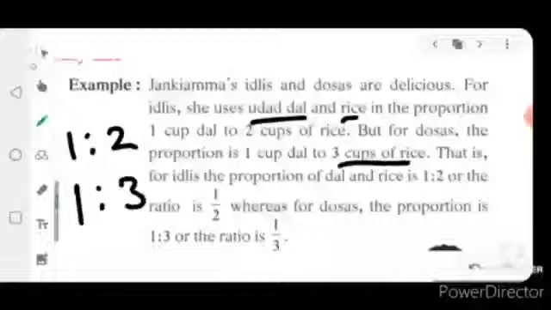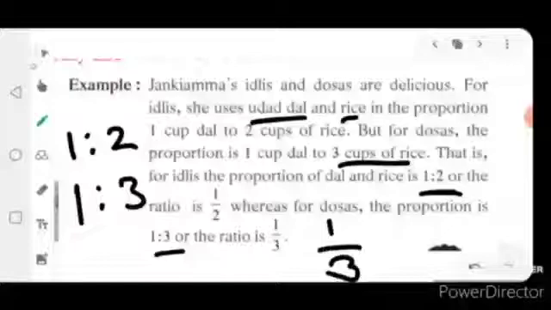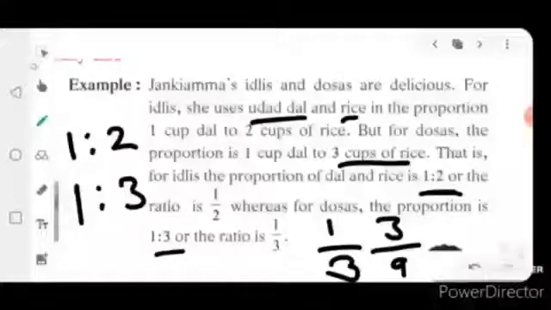That is, for idlis the proportion of dal and rice is 1:2, and for dosas it is 1:3, or the ratio is 1/3. If you want to make some more, then you can take 3/9. The ratio is 1/3 and the proportion is 3/9. You can also take 2/6. All are equivalent fractions.